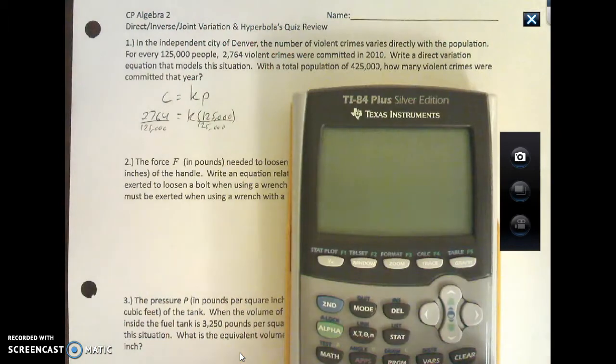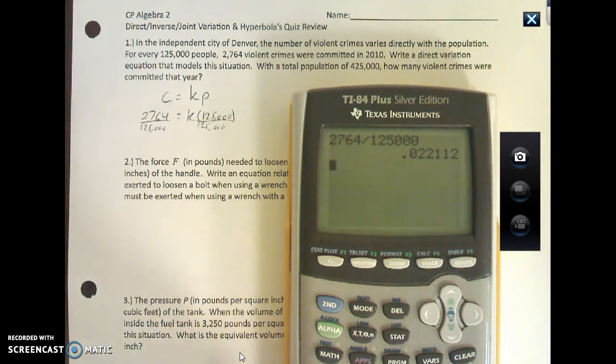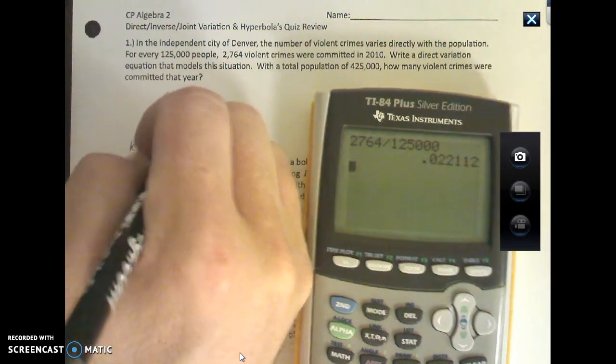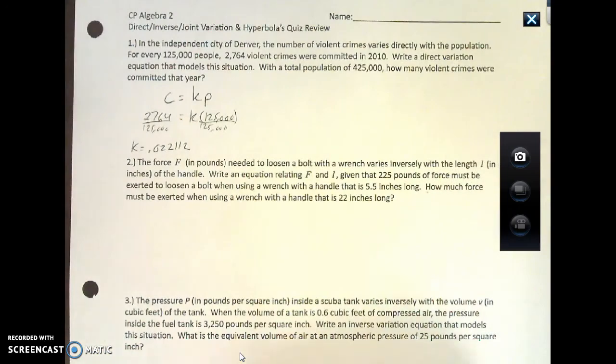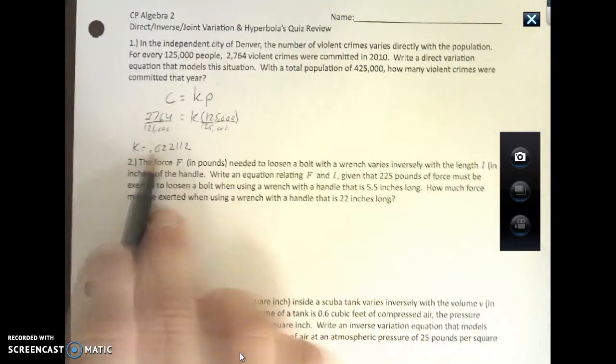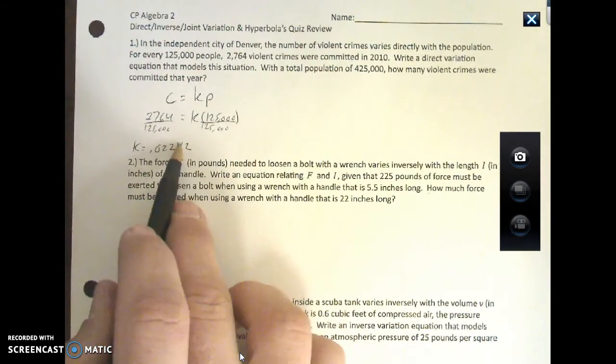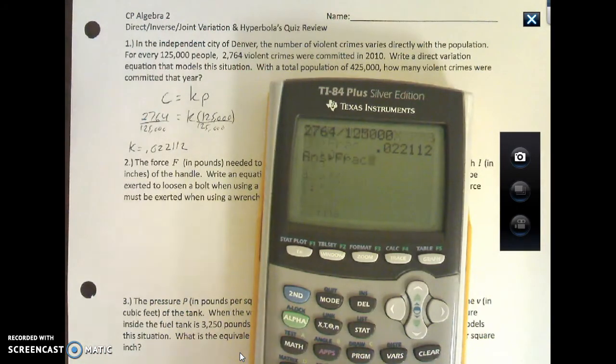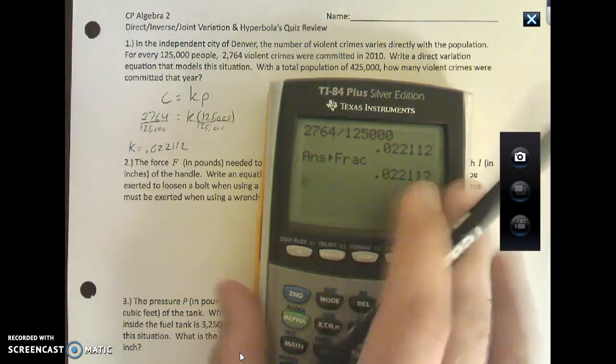All right, so I've got my calculator. 2764 divided by 125,000. So my K is equal to 0.022112. Since you're all watching this video, please make sure you get every decimal. If not, hit math, enter, enter. Oh, in this case it doesn't work. Pull up the fraction if you can. It should work out on the quiz.